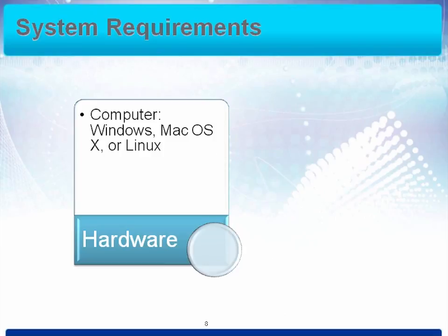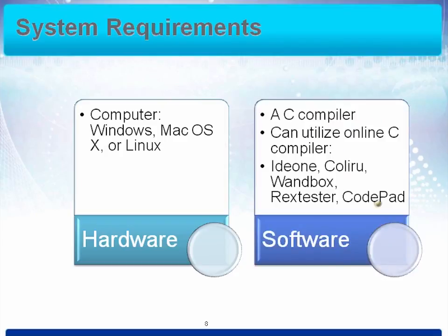So we are assuming that you have some sort of computer, some way to access the course and the videos. Windows, Mac, Linux, it doesn't matter, whatever you have. You need access to a C compiler. Your system may already have that on it, in which case you're welcome to use that. We're not going to go over how to install a C compiler, so if you don't have one already on your system, you can do what we do in the course, which is we utilize online C compilers.